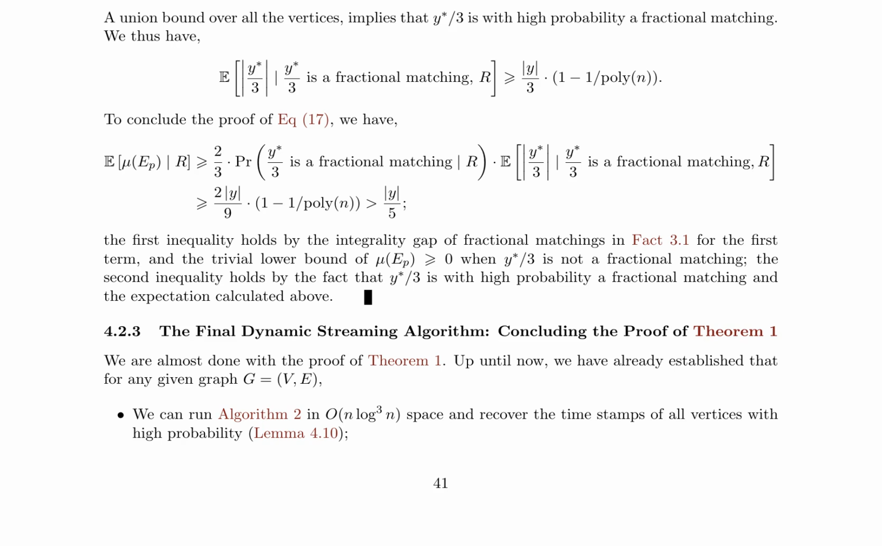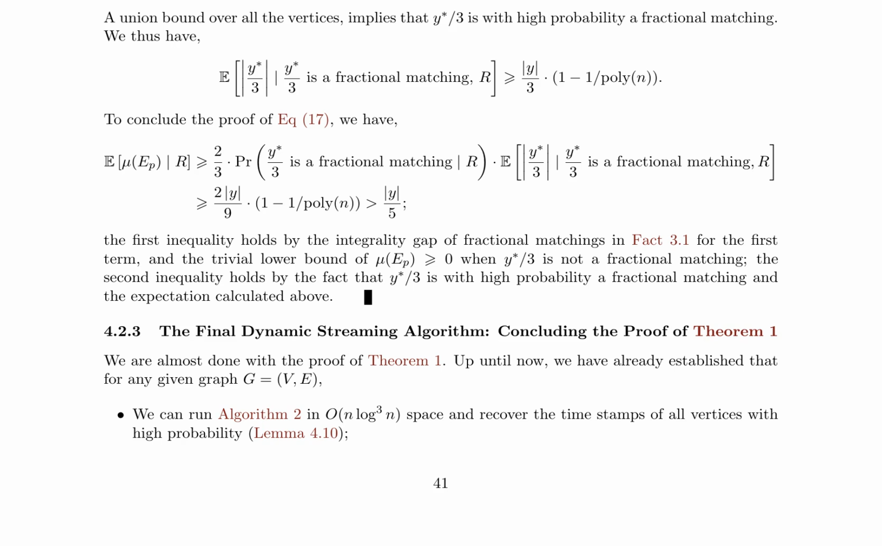A lower bound on the expected value of $mu e_p is derived, given that $y_3 is a fractional matching. The integrality gap of fractional matchings and the fact that $y_3 is with high probability a fractional matching are used to establish that $e_mu e_p r ≥ 2 y 9 c · 11 poly n greater than y $5. The proof of theorem 1 is concluded by summarizing the key results. Algorithm 2 can be run in $O n log cubed n $ space and recover the timestamps of all vertices with high probability.